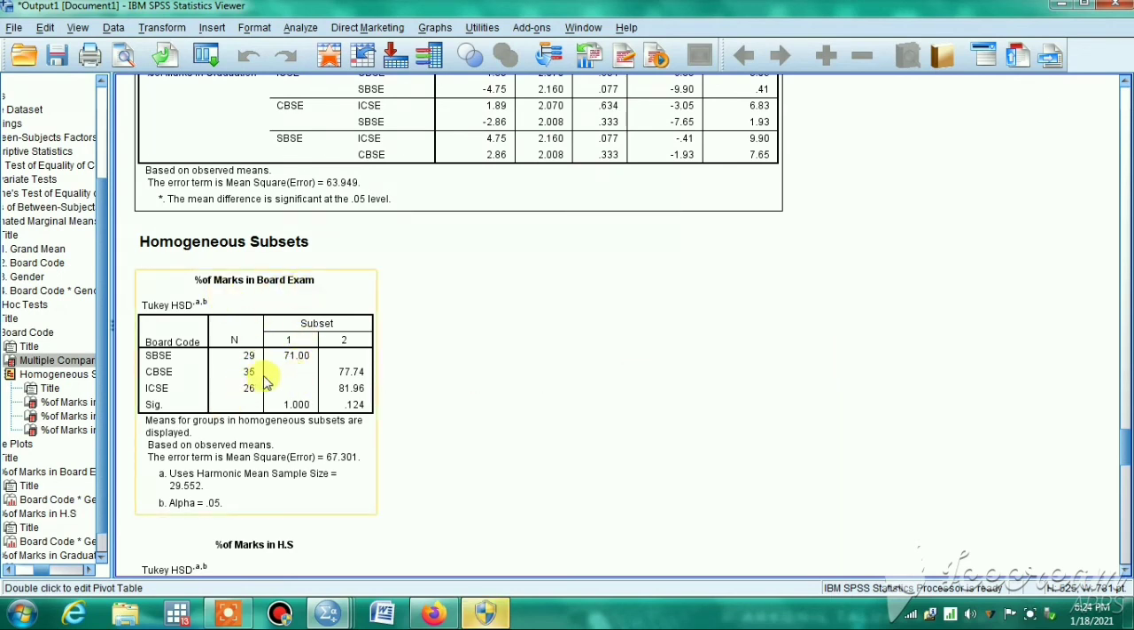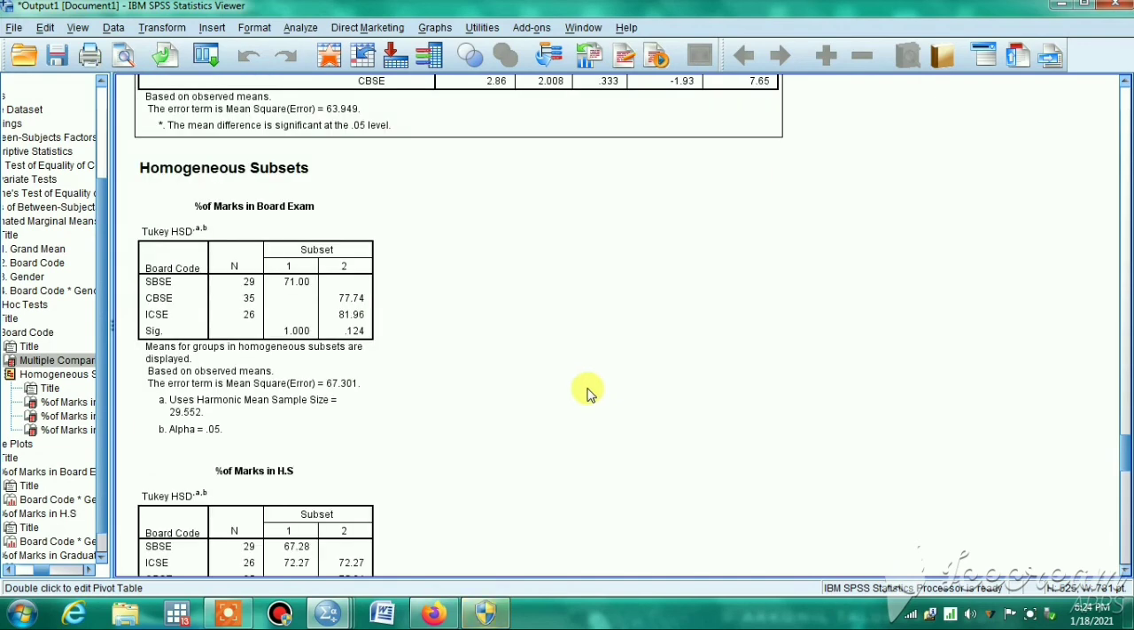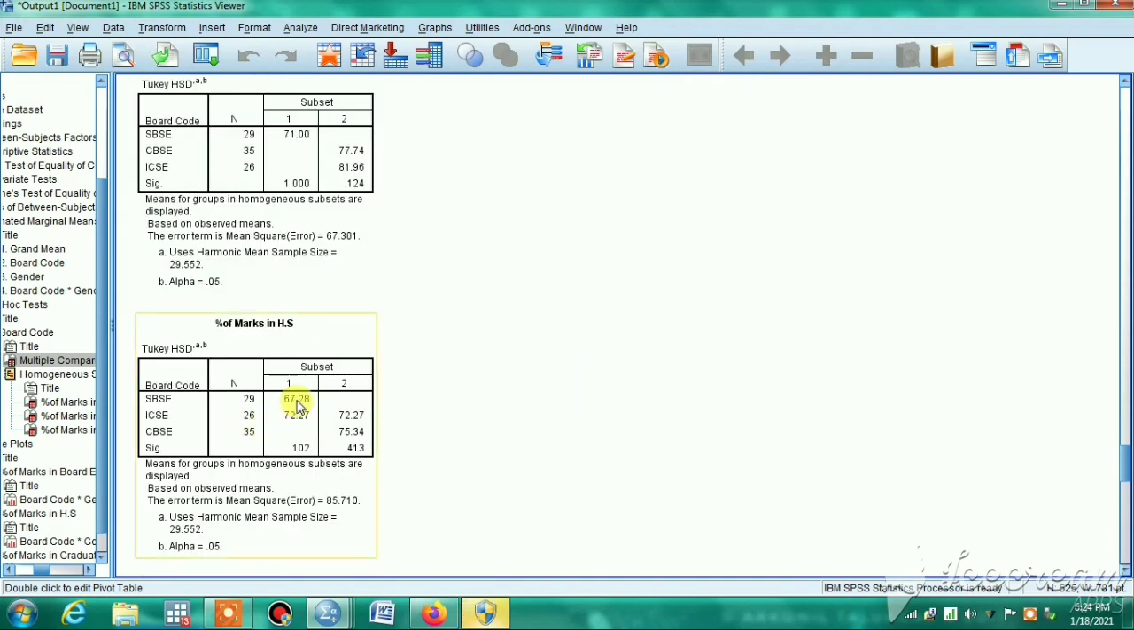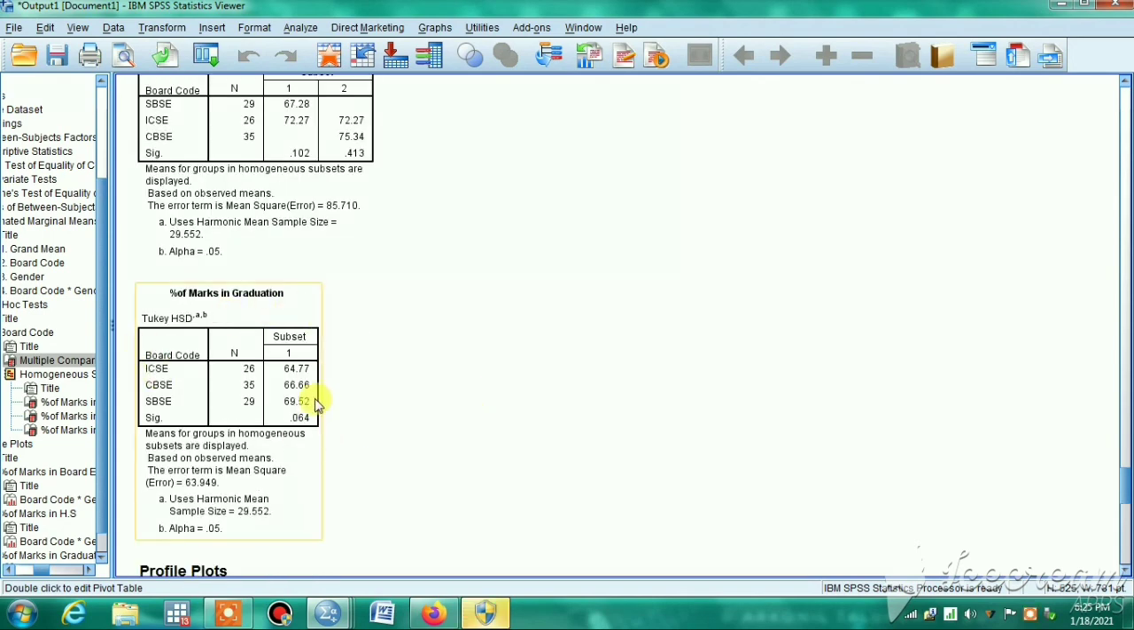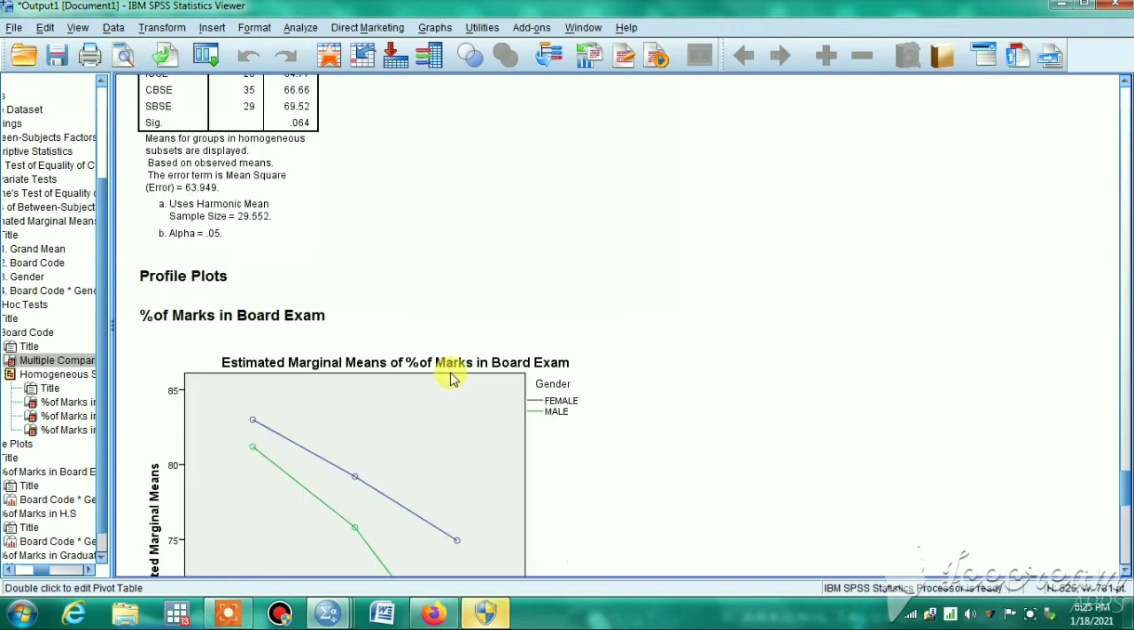Regarding percentage of marks in board exam, the CBSE and ICSE may be taken as one group, and SB, state board of secondary education, as another group. But for HS we can take state board and ICSE as one group, and ICSE and CBSE as another group. And in percentage of marks in graduation there is no group. We cannot classify in terms of any group. So the differences in marks in graduation is not due to the differences in board.